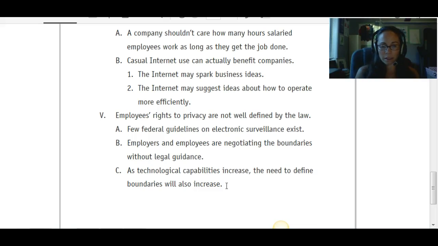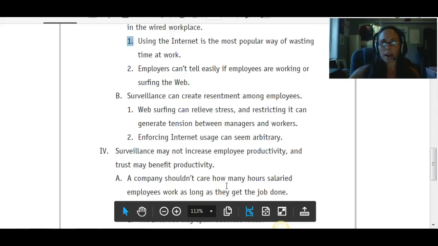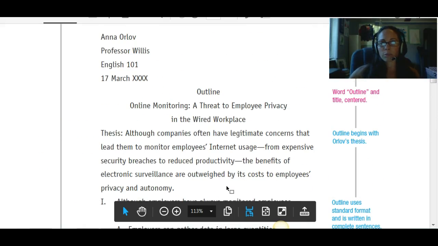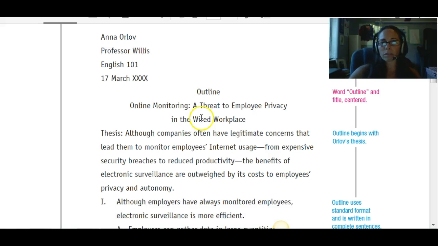Okay, I think that about does it. Please let me know if you have any questions. Review this sample outline on your own in the module, and also take a look at the research paper that goes along with it so that you can see how the outline informed the final draft of the research paper.